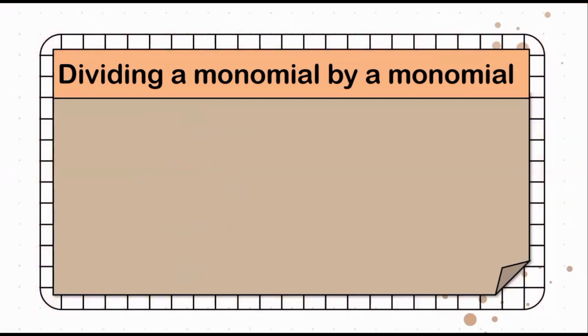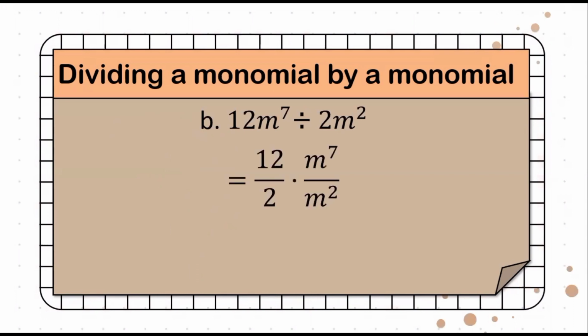Next example, 12m raised to 7 divided by 2m squared. Following still the rules I have presented a while ago, we have 12 divided by 2, numerical muna ang i-divide natin, numerical of the dividend and the divisor. So 12 divided by 2 times m raised to 7 over m raised to 2. So numerical coefficients together and literal coefficients together.